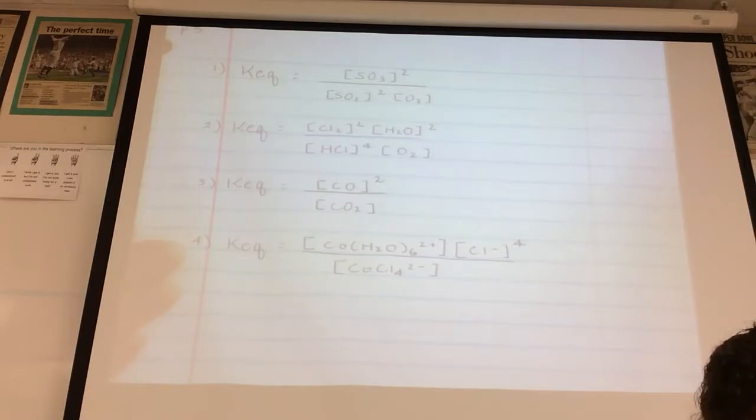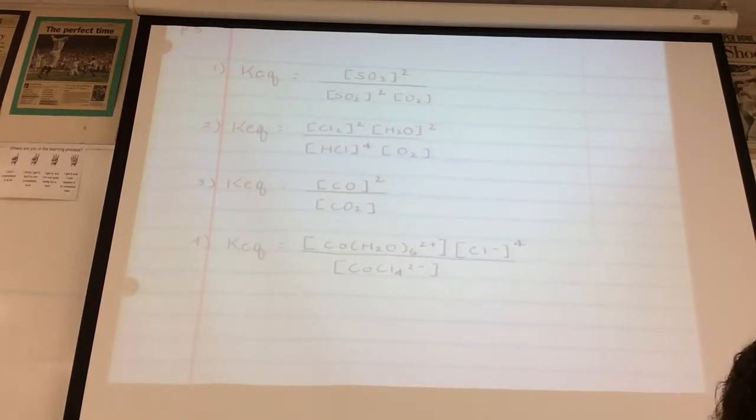KEQ expression. Dustin, what goes in the numerator, reactants or products? Products. You got it. All right? KEQ expression. Oh, you want me to give you one real quick? No, you got it. It was just a little question. I knew you knew the answer. That's why I picked on you.